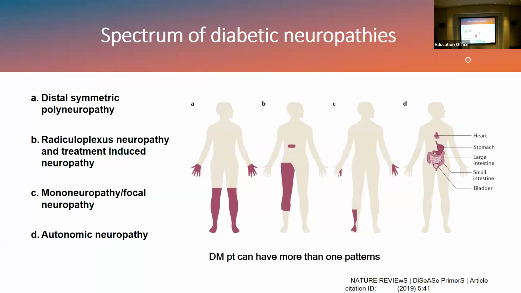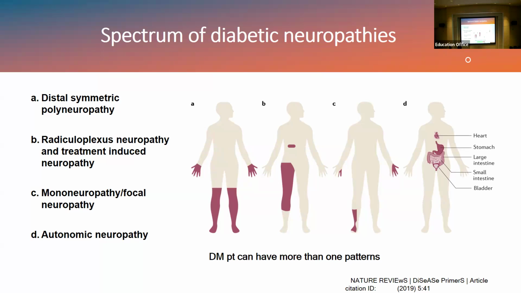As you can see, figure A, which is the most common, we call distal symmetric polyneuropathy. It manifests as a stocking and glove distribution because it most commonly affects our lower extremities and hands. And patients will usually complain of numbness, tingling, pain, and pins and needles in general. It affects the small unmyelinated fibers mostly, but it can affect large myelinated fibers as well. So it usually happens after 10 years of diabetes onset.